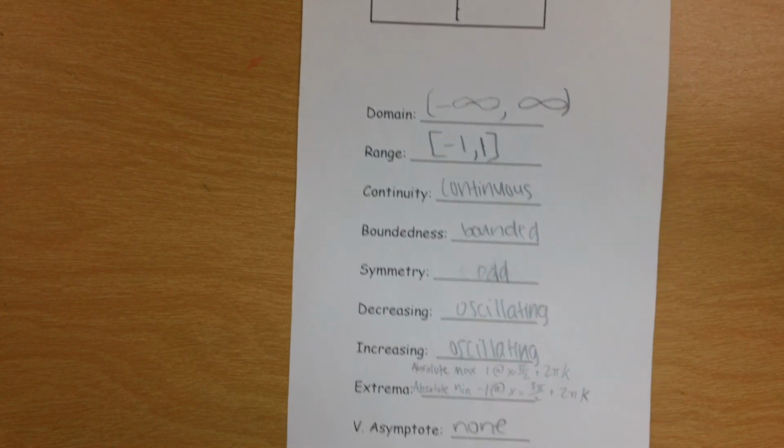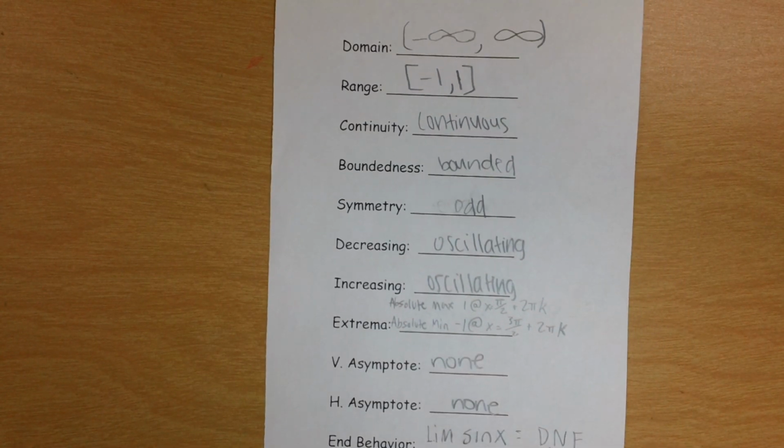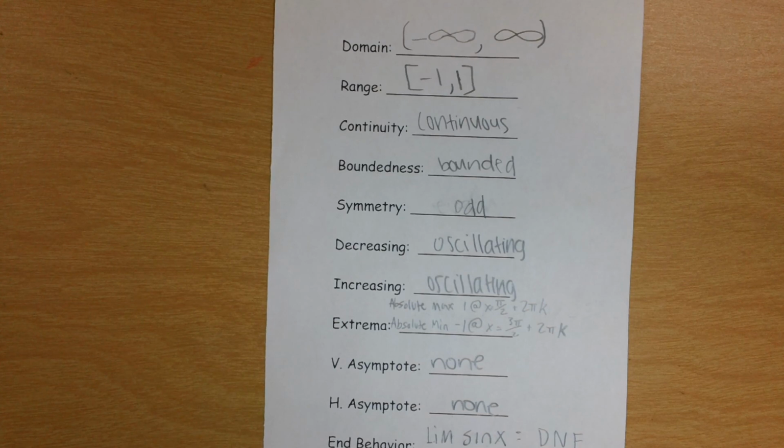The function is decreasing and increasing. It's oscillating as it goes because it increases and decreases forever. The extrema is absolute max 1 at x equals pi divided by 2 plus 2 pi k, and absolute min of -1 at x equals 3 pi over 2 plus 2 pi k. We'll learn that more in Unit 4.